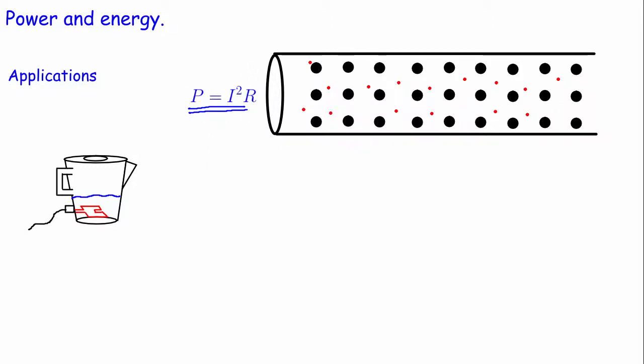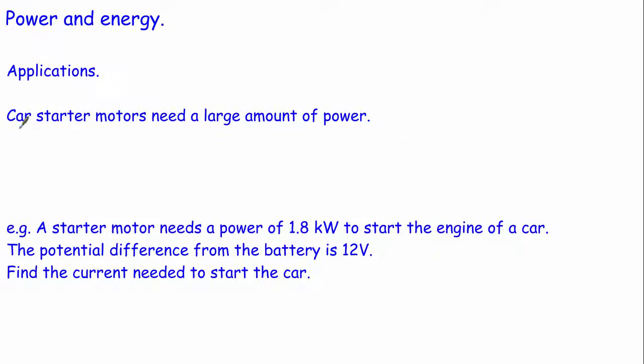The second thing, and it mentions this in the specification, is specifically car motors. Car starter motors need a large amount of power. Basically they have to get a really big engine moving in a small amount of time, so they need to deliver a lot of energy quickly. The specification says you need to know that. So we'll have a look at a very simple example again.